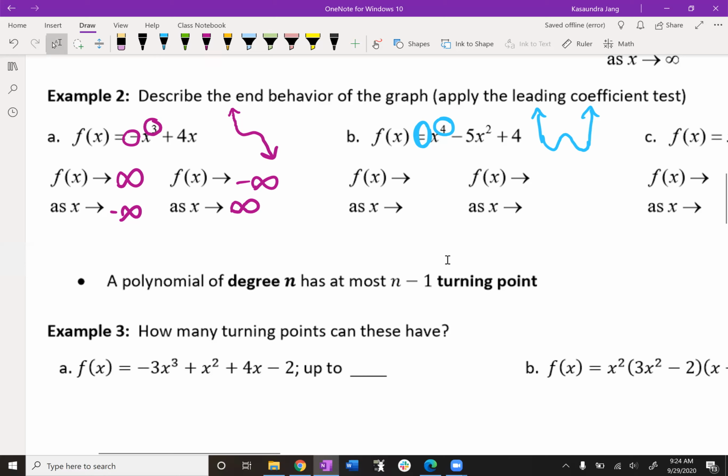Okay, which means f of x goes towards, say, my y values are going to go toward positive infinity, like going up, as my x's go toward negative infinity, like as I go to the left.